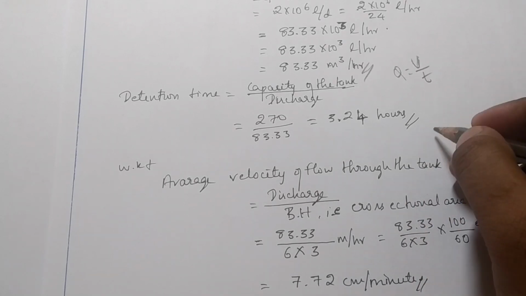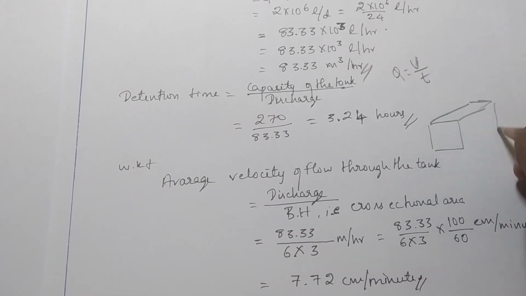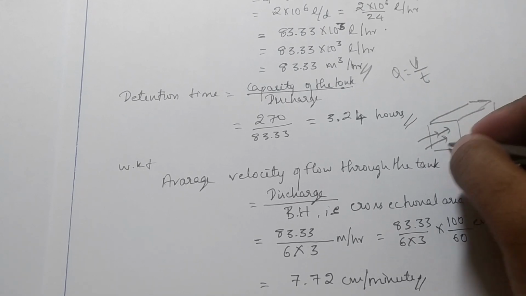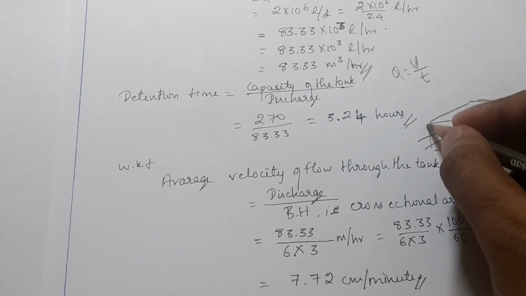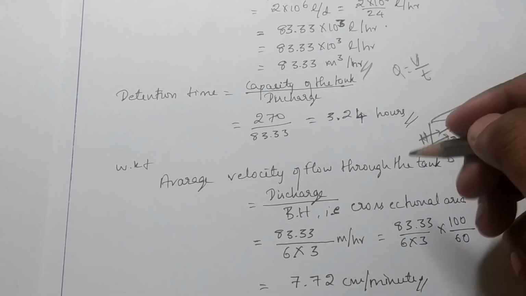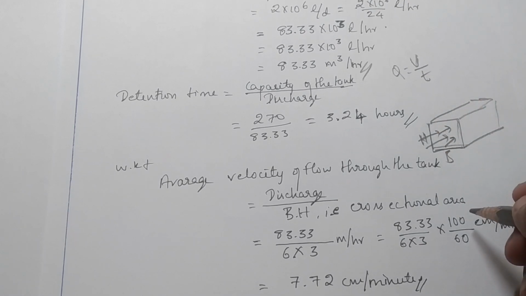So I already mentioned that if I consider the cross section of the sedimentation tank, the velocity of the particles or water flowing through the cross section, that is breadth into height. The velocity of the water flowing through this cross section is said to be the flow velocity, the horizontal flow velocity.